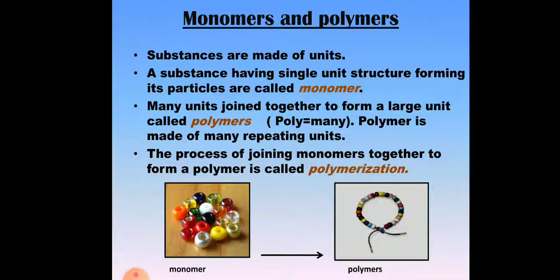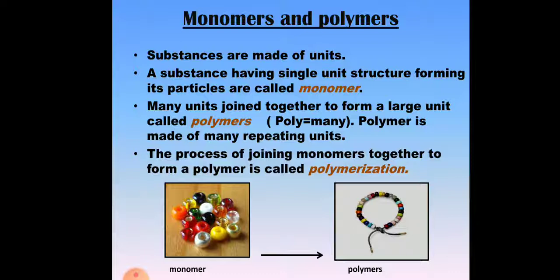Monomers and polymers. Substances are made of units. A substance having a single unit structure forming its particles is called a monomer. Many units join together to form a large unit, called a polymer. Poly means many. A polymer is made of many repeating units.